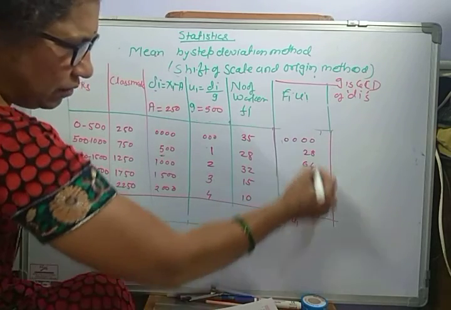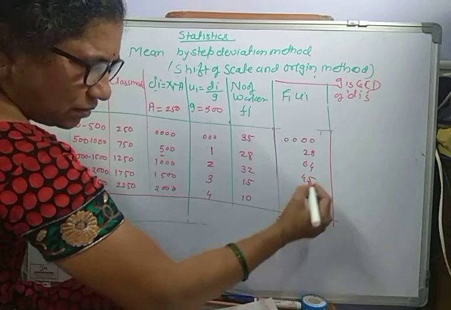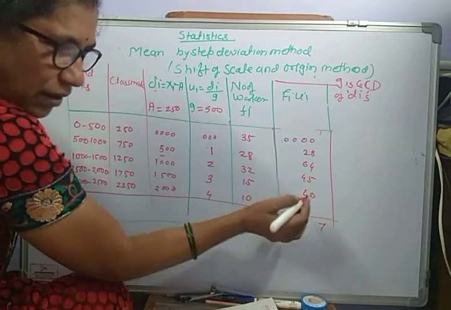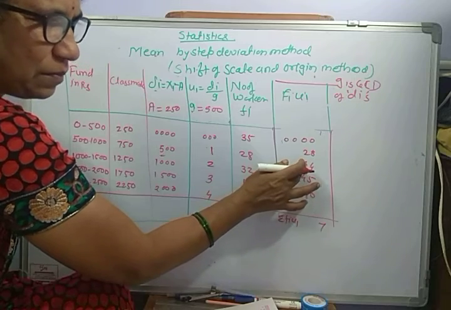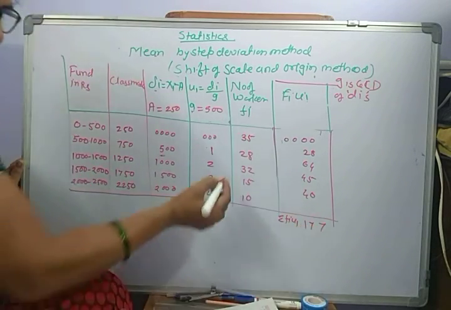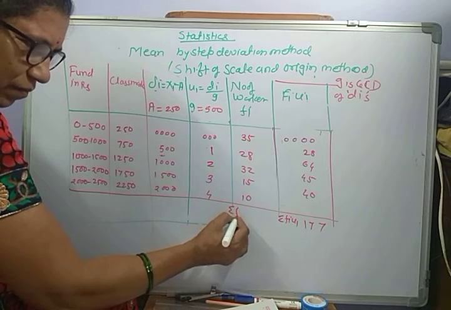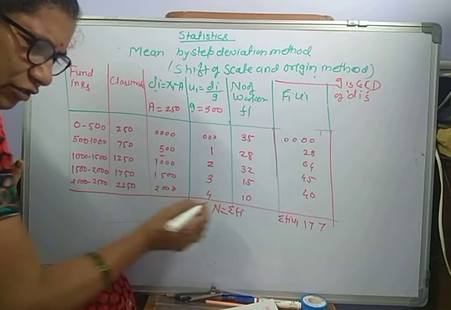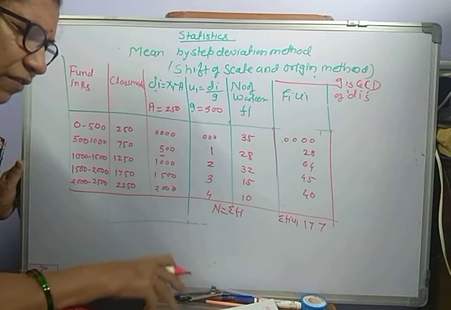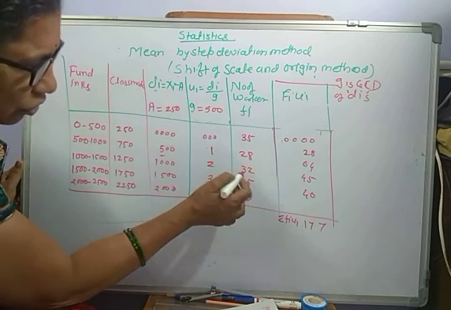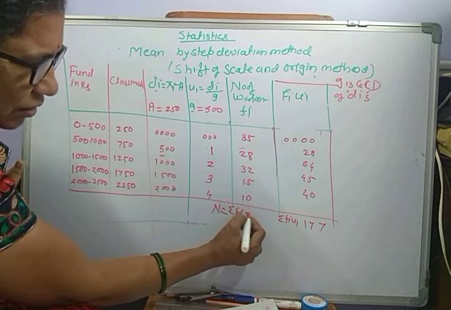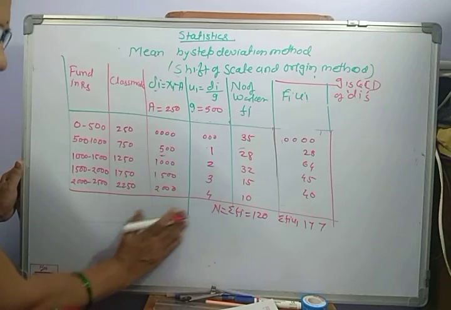Summation of Fi Ui, very easy. 4, 7; 8 plus 4, 12; 12 plus 5, 17, carry 1; 8, 9; 9 plus 6, 15; 15 plus 2, 17. So 177. And summation Fi is equal to N. N is equal to summation Fi. It is 120, it is readymade given in the question, but still we are going to calculate. It comes out to be 120.